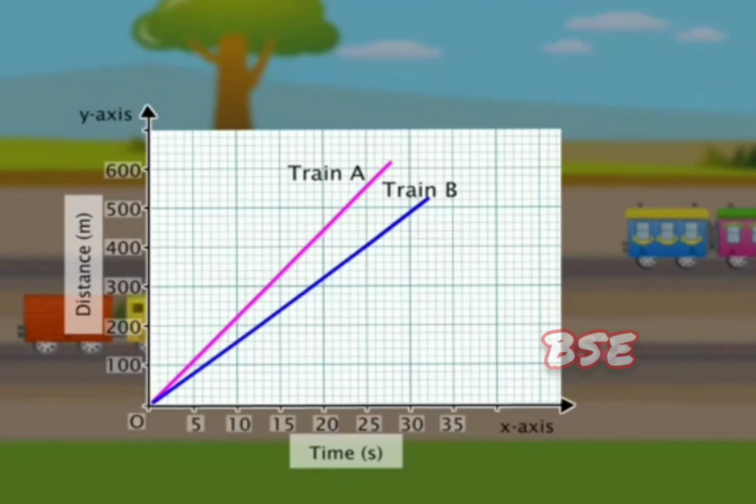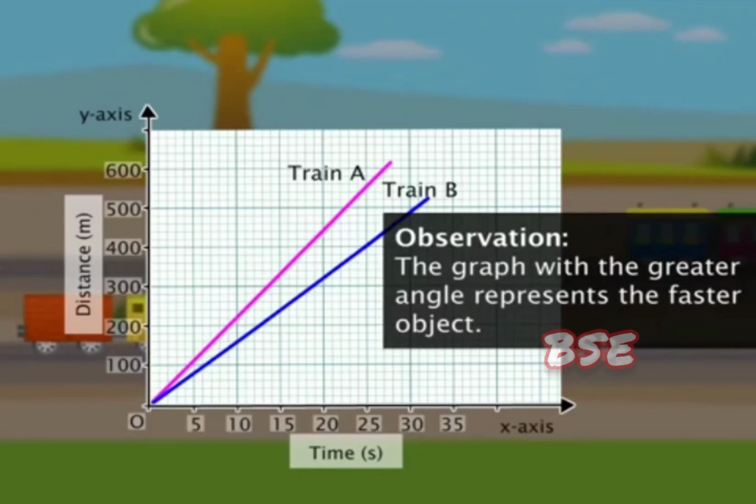We have shown that if more than one moving object is depicted on the same distance time graph, then the graph describing the greater angle with the x-axis is faster than the other moving object.